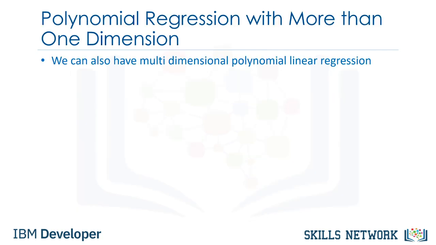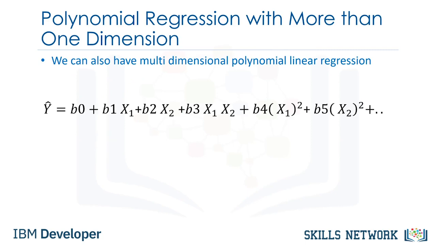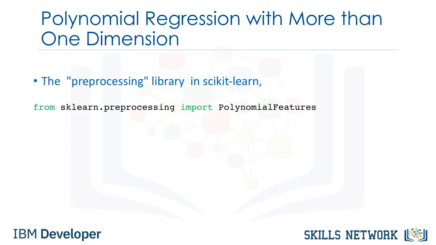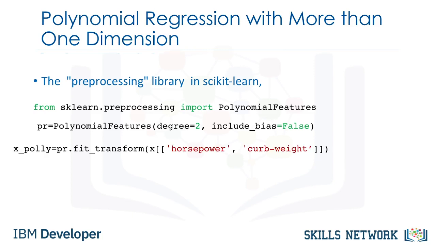We can also have multidimensional polynomial linear regression. The expression can get complicated. Here are just some of the terms for a two-dimensional second-order polynomial. NumPy's polyfit function cannot perform this type of regression. We use the preprocessing library in scikit-learn to create a polynomial feature object. The constructor takes the degree of the polynomial as a parameter. Then we transform the features into a polynomial feature with the fit_transform method.